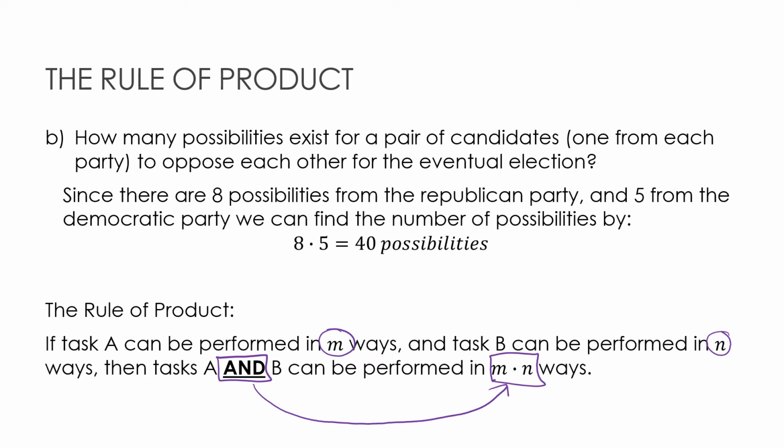So going back to our question, there are 8 possibilities from the Republican Party and 5 from the Democratic Party. The number of possibilities is found by taking 8 times 5, because I'm using 1 Republican and 1 Democrat. So I get 40 total possibilities.